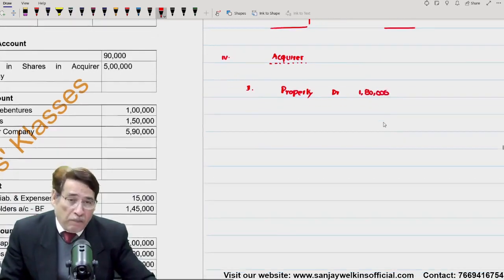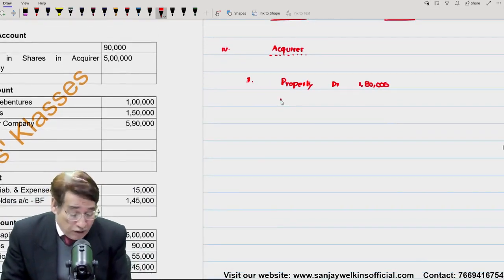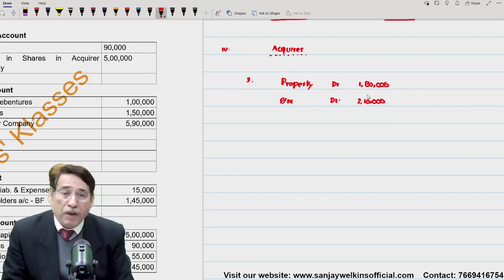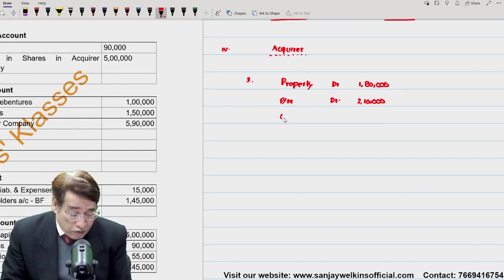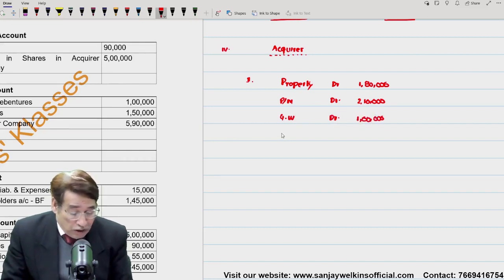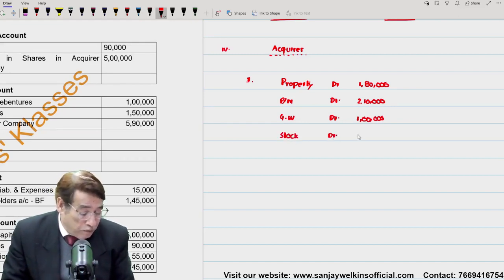Correct? Then besides that, we have taken over plant and machinery. I will write here to plant and machinery account, and plant and machinery has been taken over at 2,10,000. Correct? 2,10,000. Besides that, we have taken over goodwill also, and goodwill was worth rupees 1 lakh. We took over goodwill at 1 lakh. Then we also took over stock. The stock was taken over at book value, 3 lakh 50.